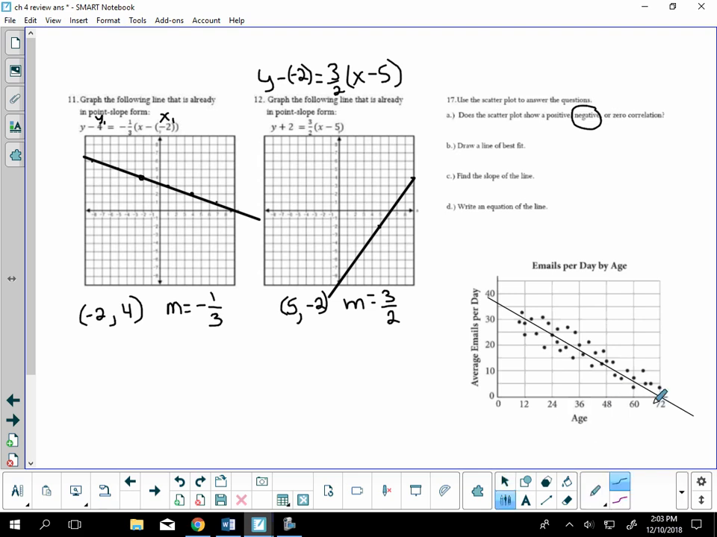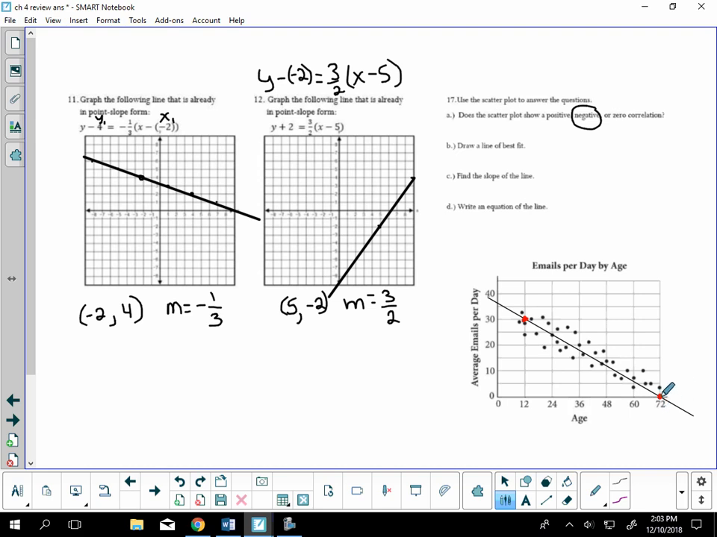Now I'm going to choose 2 points on this graph. And I want to choose points where it looks like it's going through kind of the corners. So I'm thinking this one right here, because it looks like it's going through the corner. And actually right here, it looks like it's going through the corner.